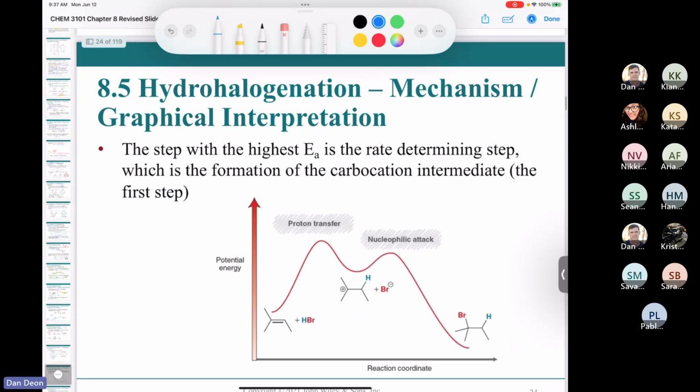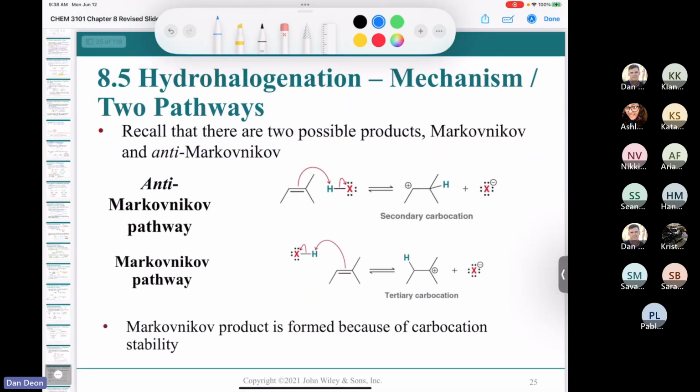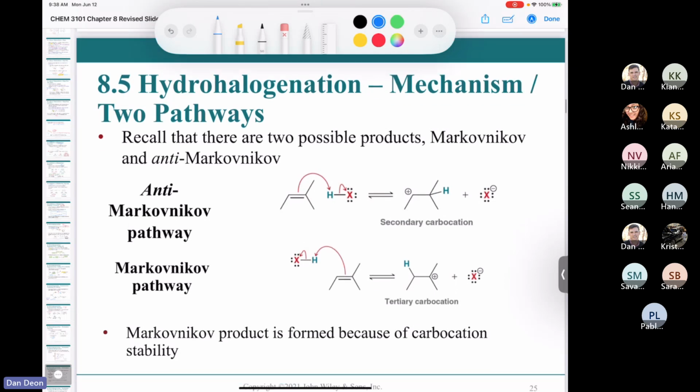And again, the graphical interpretation is this here. The activation energy to form the tertiary carbocation is going to be lower than the activation energy to form a secondary carbocation. And there you go. So there's the anti-Markovnikov pathway, the exact same way that I drew it.